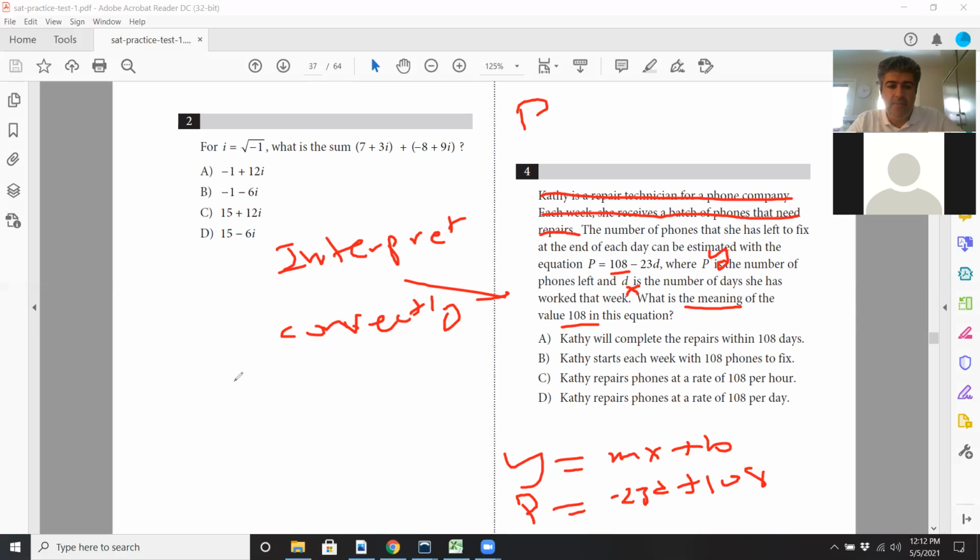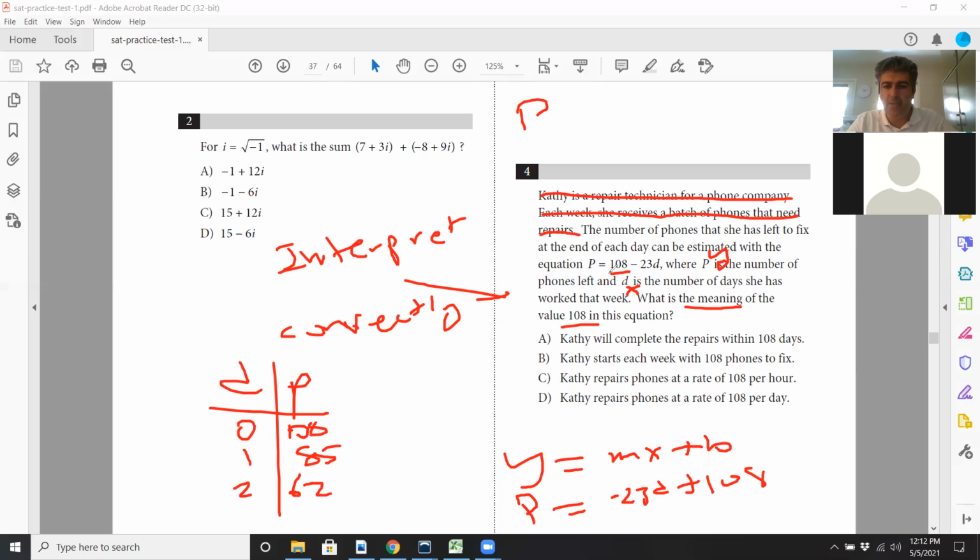In fact, you can even make a table, like an XY table or DP table, if you want to call it that. Like, if she hasn't worked yet, then she has 108 phones left to fix. After 1 day, then she has 85 phones to fix. So it goes down by 23. After 2 days, this is non-calc, by the way, if you do negative 46 plus 108, I think you get 62.